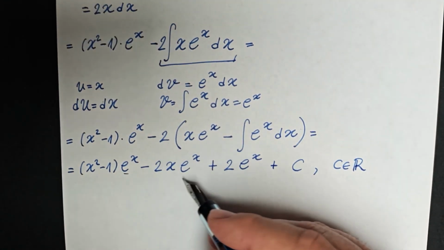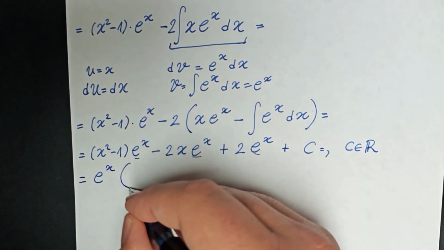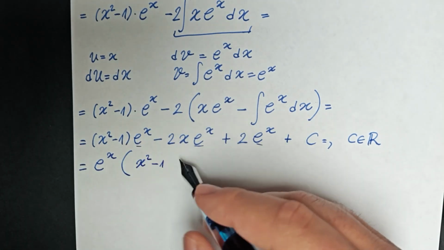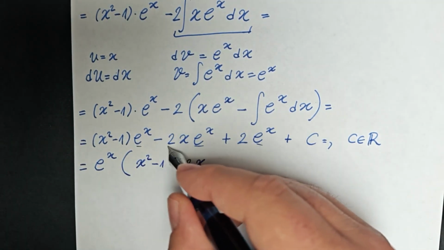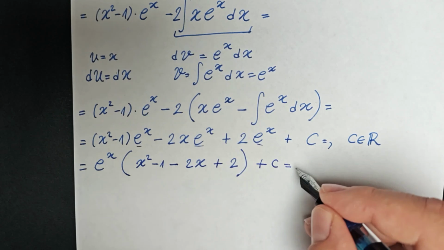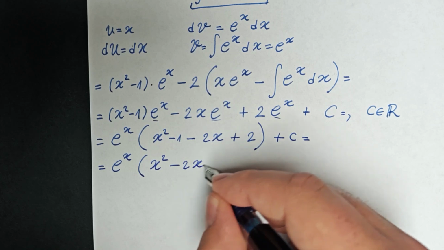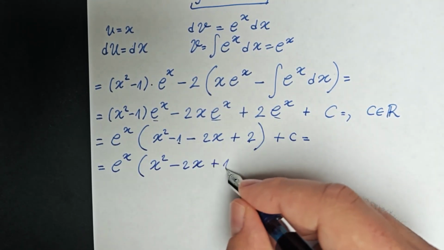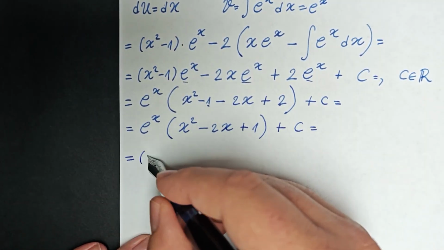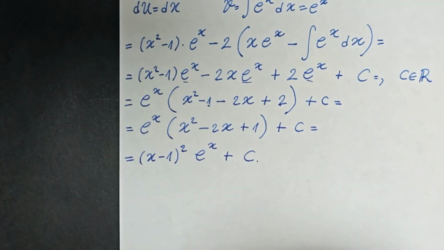As you can see here, we have e to the power x in common everywhere, so we can take that e to the power x, and what remains is x squared minus 1 from the first term, and then negative 2x from the second term, and plus 2 from the third term. And that is equal to e to the power x, x squared minus 2x, and minus 1 plus 2 is just plus 1, and plus c. So this is then equal to x minus 1 squared e to the power x and plus c.